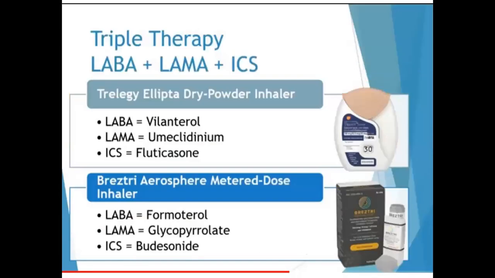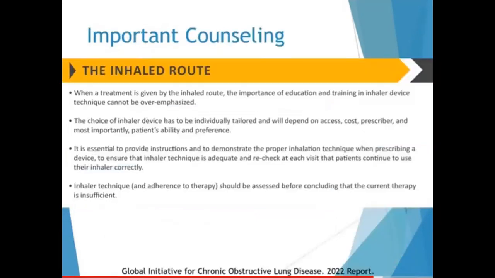And so you could also do the triple therapy that I was talking about, using the two bronchodilators, that is the LABA and the LAMA, plus the inhaled corticosteroids. And so now they have medications that come in that combination as a single inhaler, such as the Trelegy Ellipta dry powder inhaler, which is a combination of vilanterol, umeclidinium, and fluticasone. And we also have the Breztri Aerosphere metered dose inhaler, where you have the formoterol, the glycopyrrolate, and budesonide combined. But in using the inhaled corticosteroid, it means that you have to counsel the patients and then train the patient on how to use the inhaler.